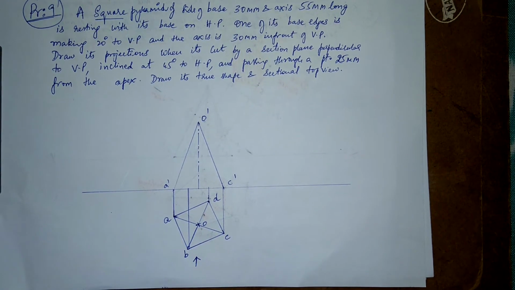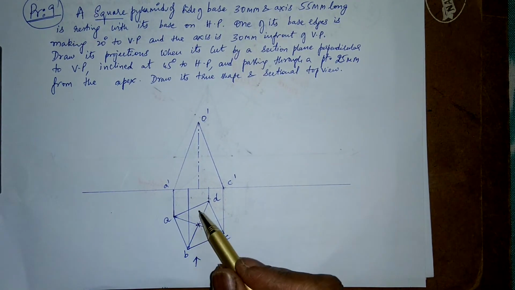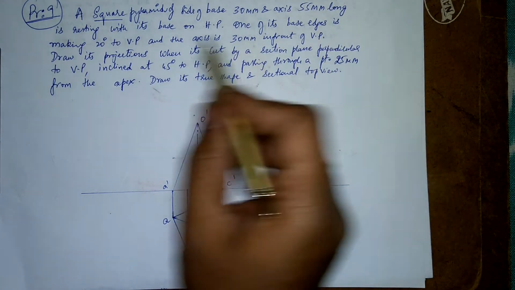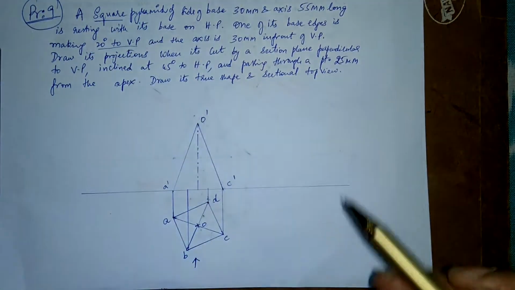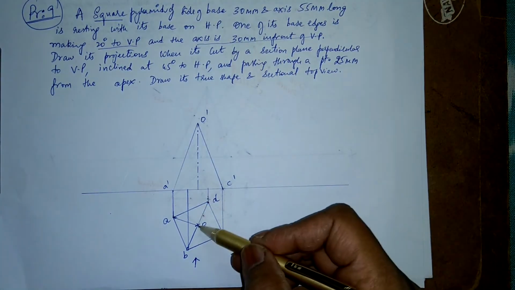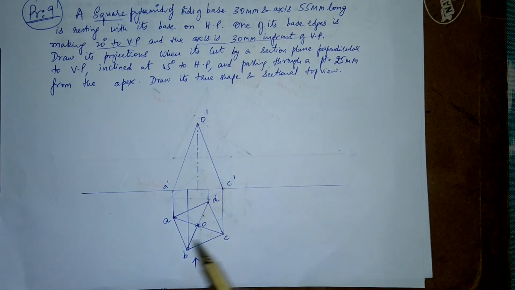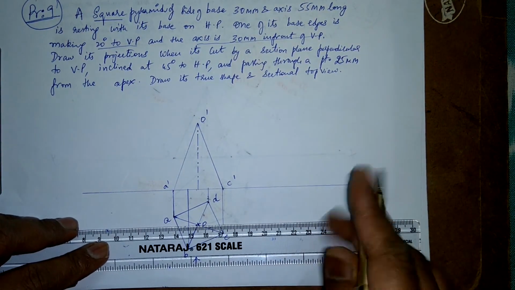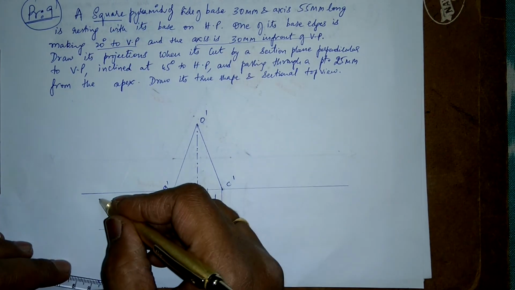So I started off with my base shape. This is my base shape. One of the sides is making an angle of 20 degrees to the VP, and then the axis is 30 mm in front of VP. So from here till here, this is 30 mm. If I have to draw this dimension here, I'll just draw this as my 30 mm.